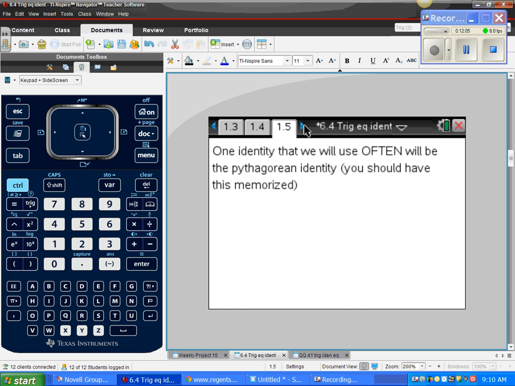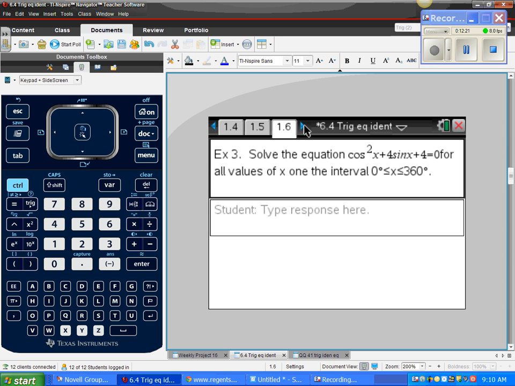All right, so a lot of times we're going to wind up using that Pythagorean identity. So that's your sine squared theta plus cosine squared theta equals 1. It's not always going to be in that form. That's why we have to know the other two, because we're often going to have to use that variation. So I've got the equation cosine squared x plus 4 sine x plus 4 equals 0. And I want to solve it on the interval from 0 to 360 degrees.